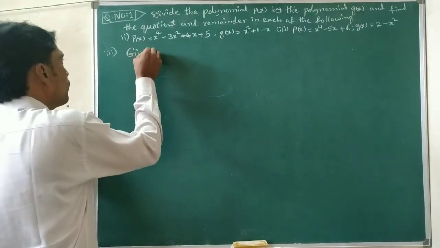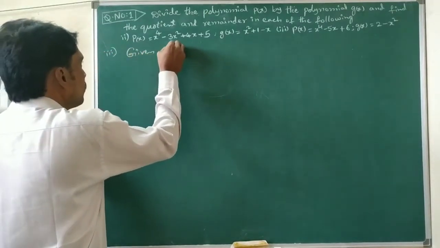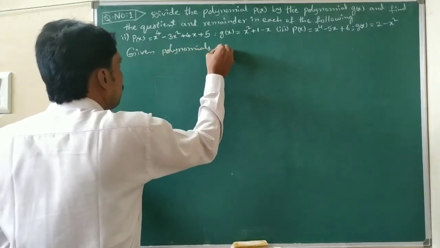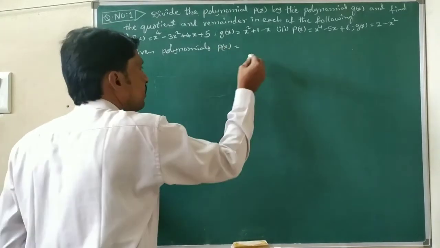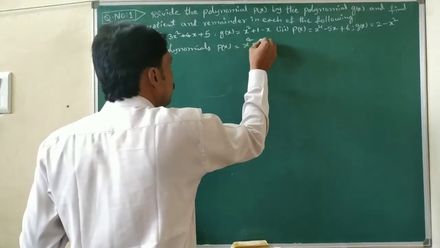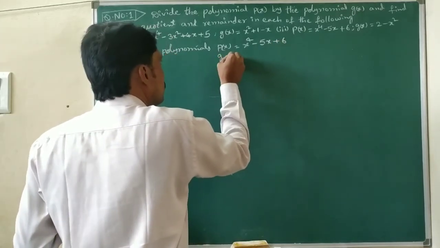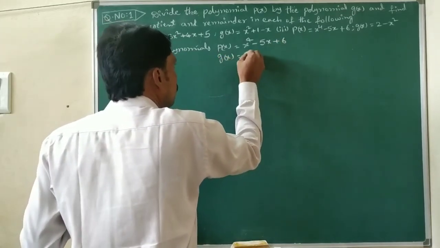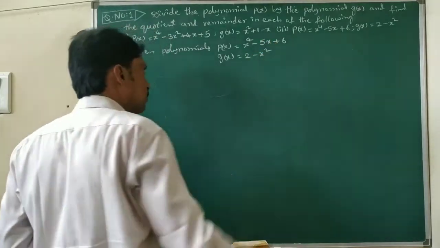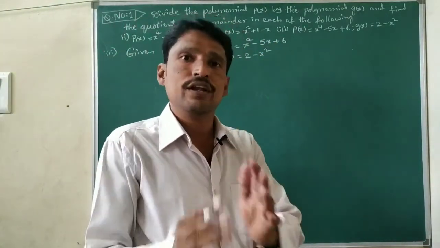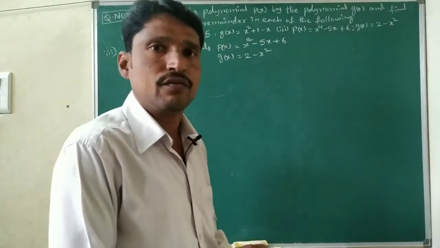Given polynomials p of x equal, here it is given by x power 4 minus 5x plus 6, g of x equal 2 minus x square. So here dividend and divisor is given. We need to find quotient and remainder.